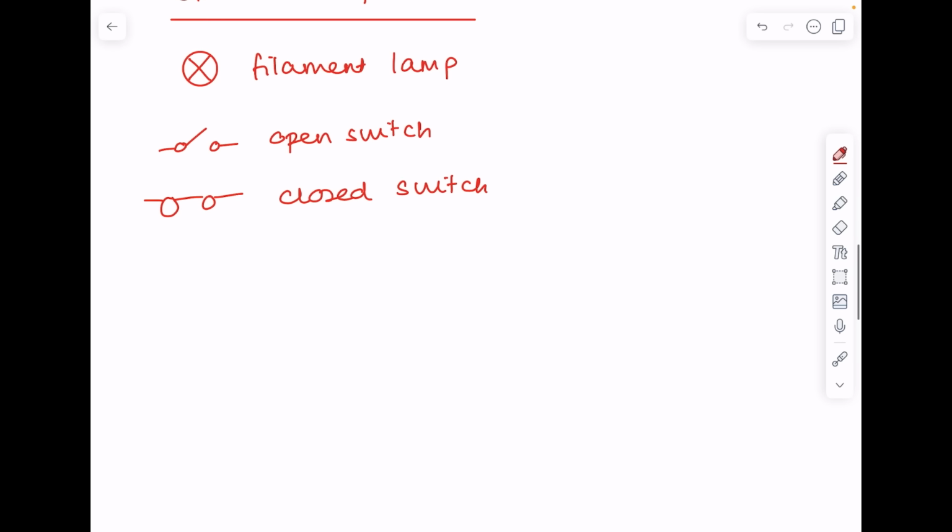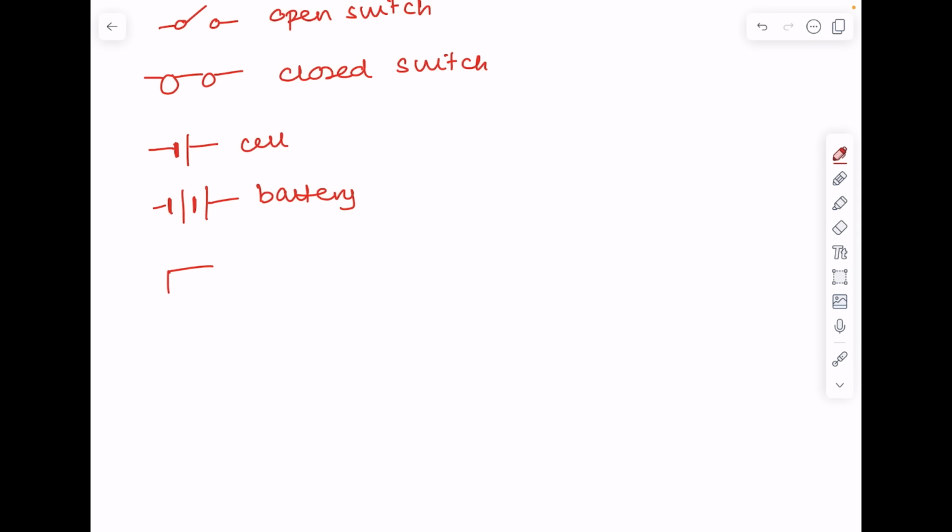We need to be able to push those electrons around the circuit, and we can use a cell to do that. You'll be more familiar with multiple cells in a line, which we call a battery. This is a fixed resistor. Remember that as resistance increases, current decreases. This is what's known as a variable resistor.